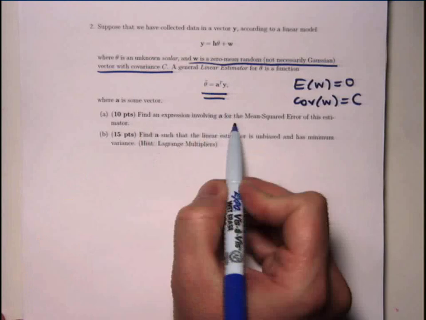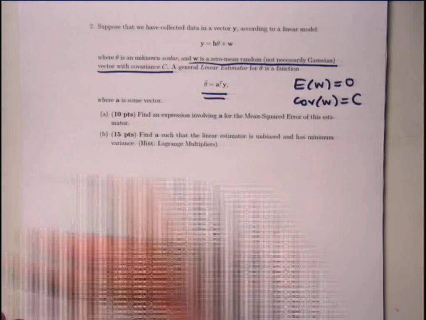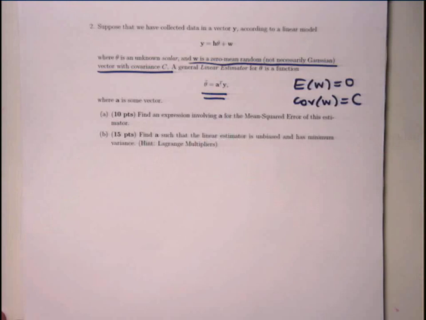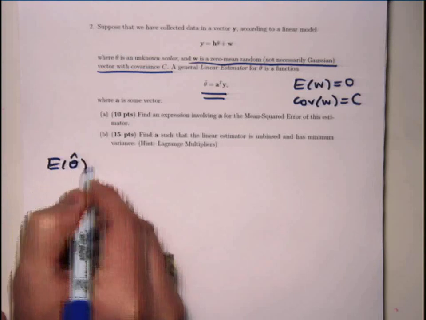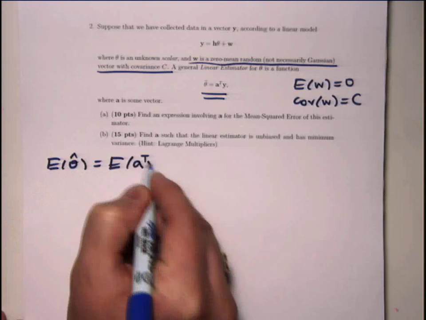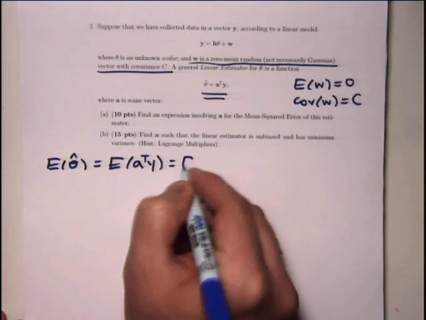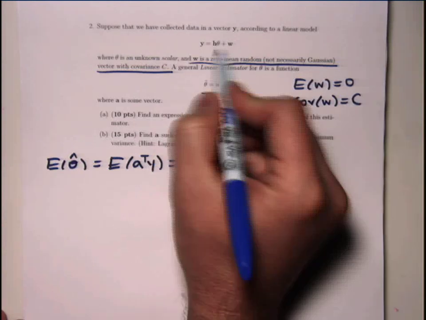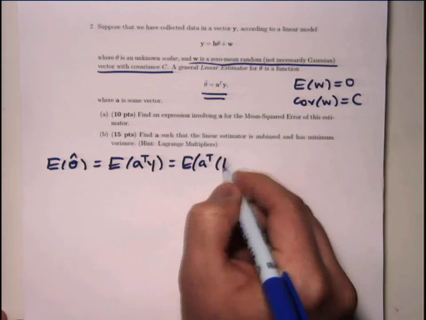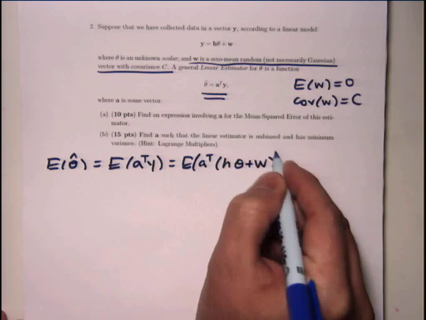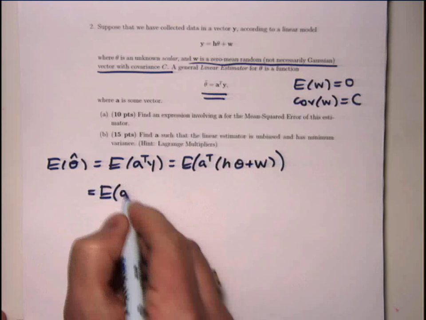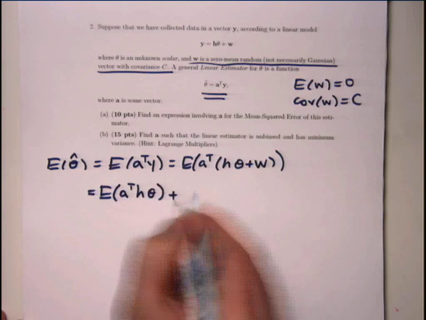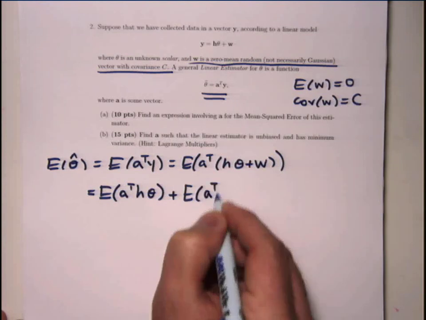It says find an expression for the mean squared error. Okay, what's the mean squared error? The mean squared error is related to the variance and the square of the bias. So let's find each of those. Expected value of theta hat, expected value of A transpose Y, which is the expected value of A transpose, and I'm going to plug this in. H theta plus W. Okay? So this is expected value of A transpose H theta plus expected value of A transpose W.